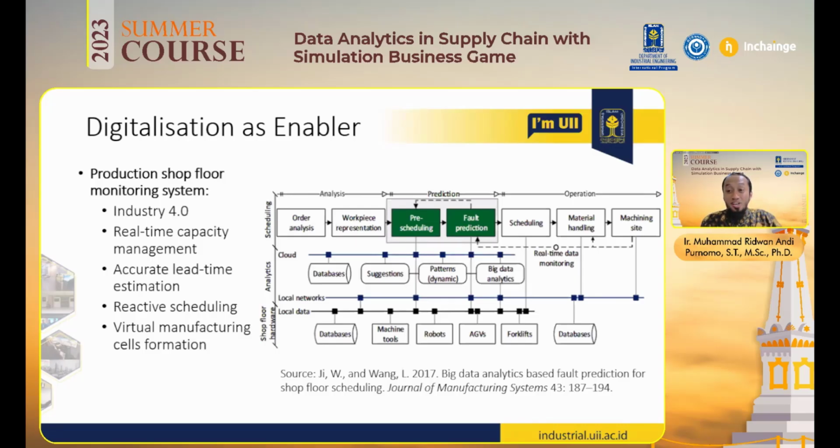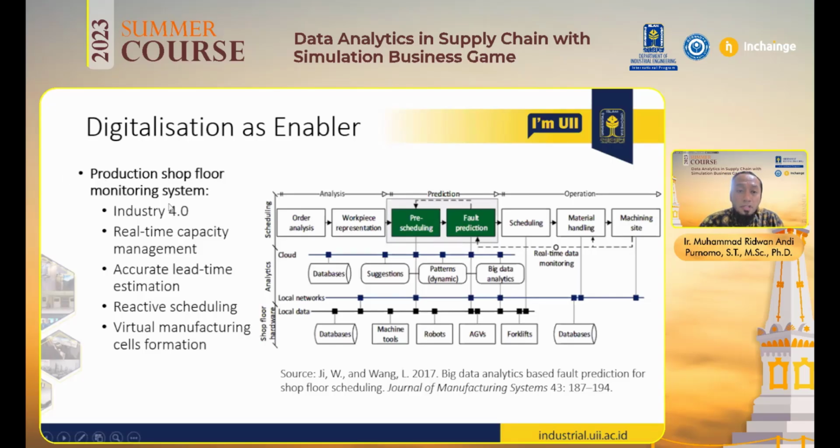So if we can monitor the condition of the machine in real time, then we will have a real-time capacity management system. Accurate lead time estimation, I already explained about this previously, and reactive scheduling are very relevant to real-time capacity management. If we have a new order, how do we insert the order in the production plan that we already have? And also, at the end, we will have virtual manufacturing transformation.